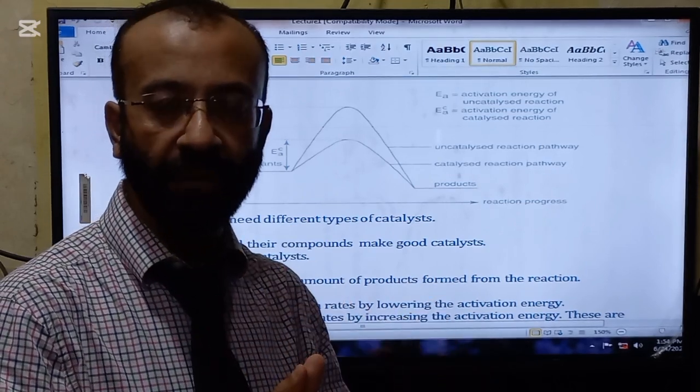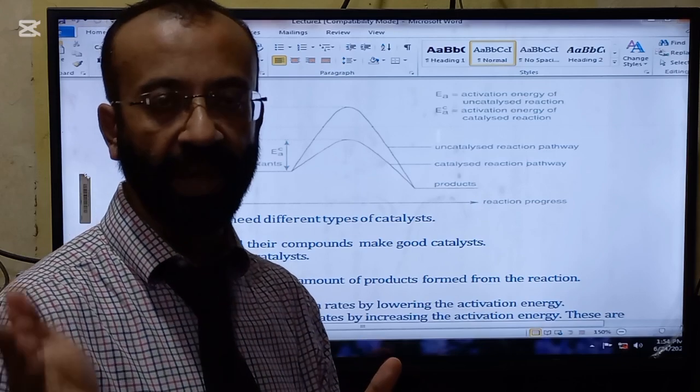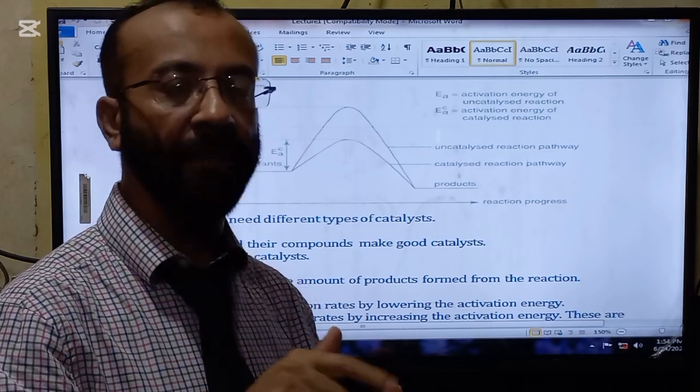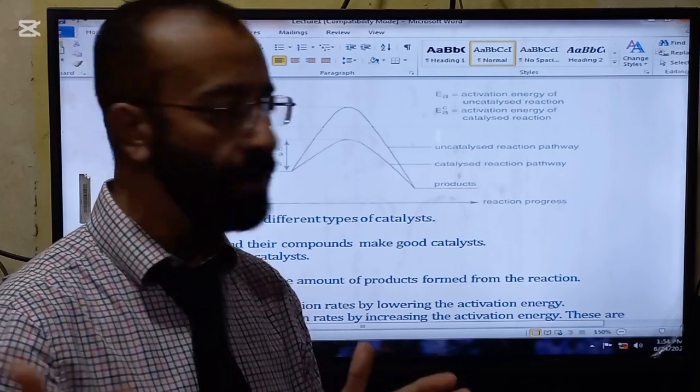So in the presence of a suitable catalyst, less time will be taken to complete the process, and in the absence of the catalyst, more time will be taken for the reaction to be completed.